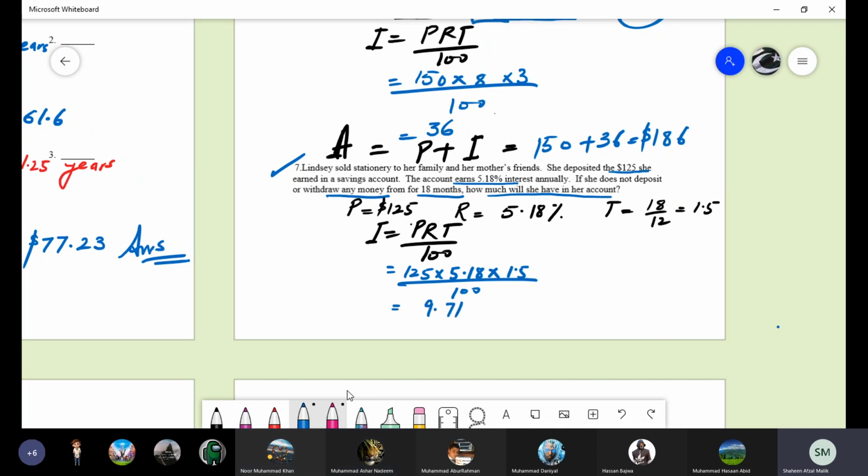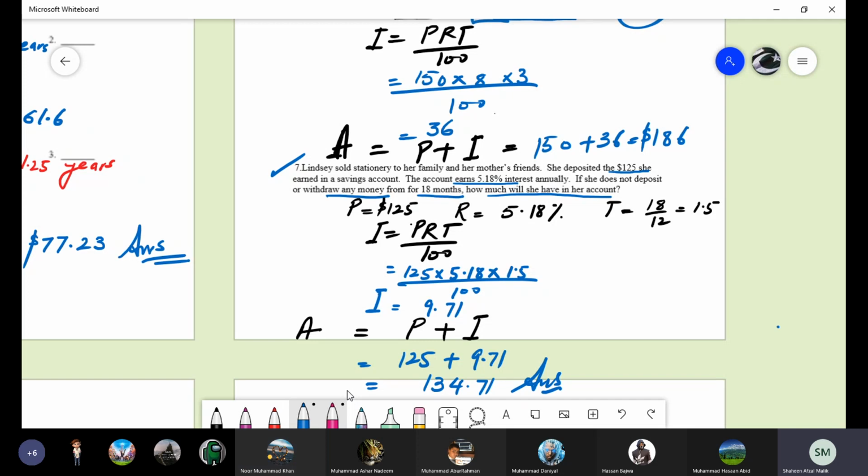9.71. Okay, then this is the interest rate. Interest, you have that, ma'am, after 18 months, then you have to find out the amount. Amount is equal to interest plus principal. 9.71 plus 125, and the final answer? 134.71. Thank you so much.